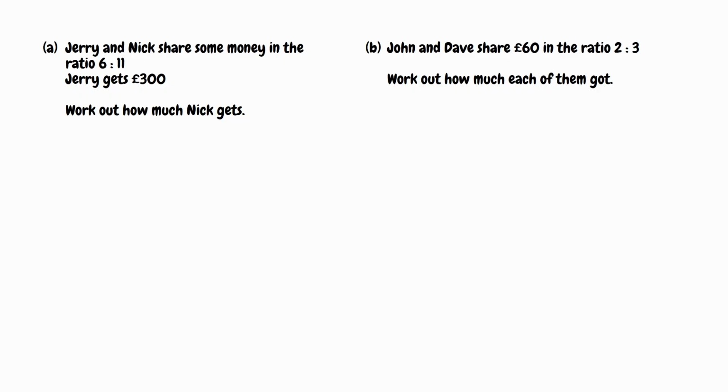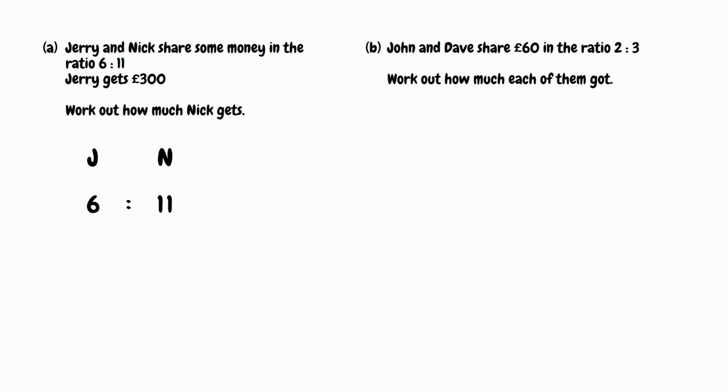So for our first question, we have Jerry and Nick share some money in the ratio of 6 to 11. Jerry gets £300. We need to work out how much money Nick gets. So I'm going to start off by looking at the ratio. Jerry to Nick is in the ratio of 6 to 11. So we're told in the question that Jerry gets £300.